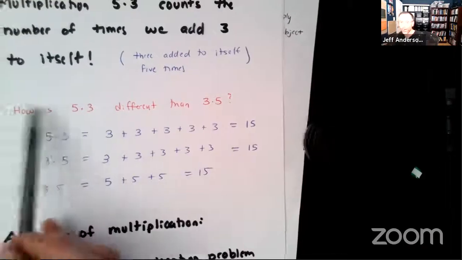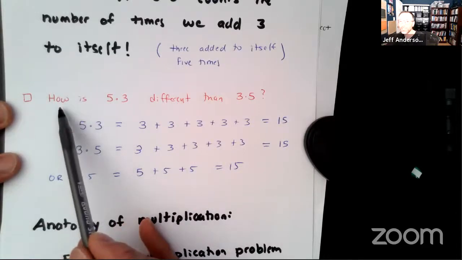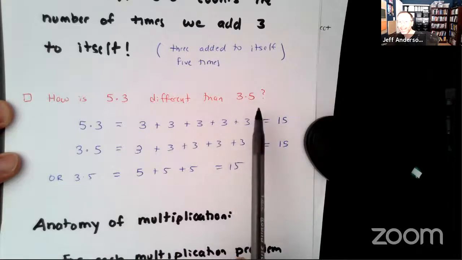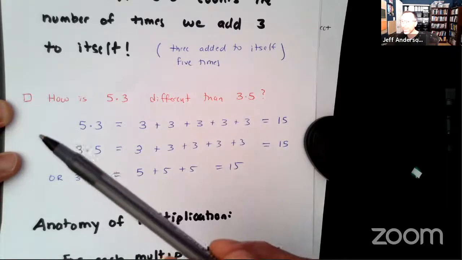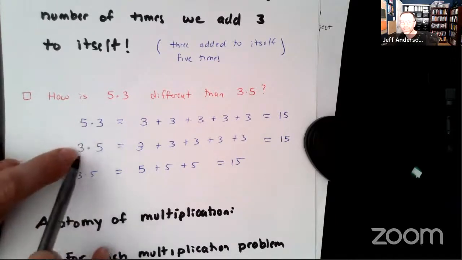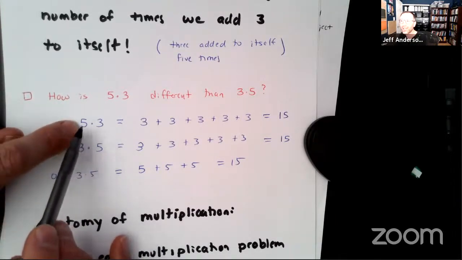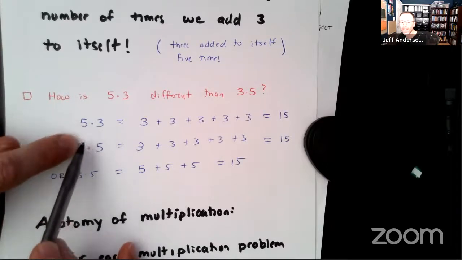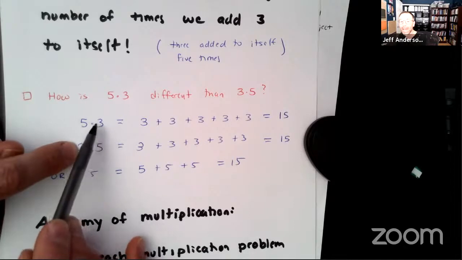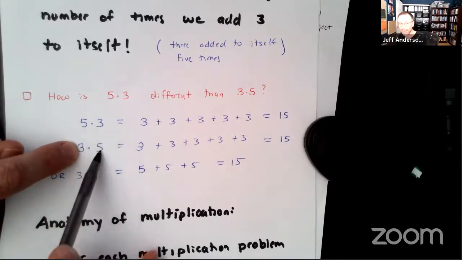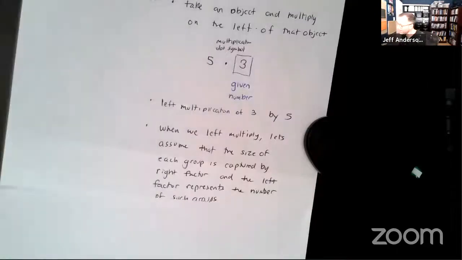Let's go back to our inquiry, this inquisitive nature here, when we said, how is 5 times 3 different than 3 times 5? We now have a standpoint from which we can analyze this. First of all, 5 times 3 is different from 3 times 5 because the left and right factors are swapped. So here the left factor is 5, here the left factor is 3, and the right factor vice versa. Here the right factor is 3, here the right factor is 5. But we also have a different way to think about this.